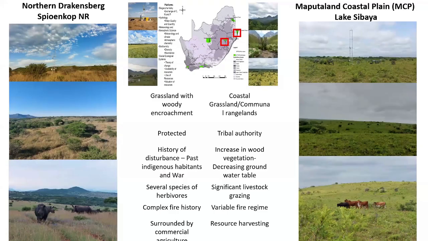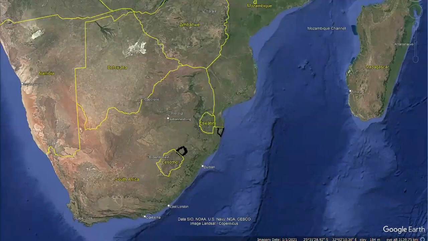They both have a complex fire system. At Spienkar, it's typically a 2-year return interval, but sometimes it's longer, and it also depends on the rainfall in that spring. For the MCP landscape, fire can happen at any time of the year. And at Spienkar, the reserve is funded by commercial agriculture, and in MCP within our site, there's significant resource harvesting.